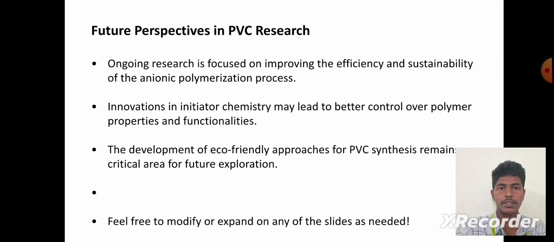Future perspectives in polyvinyl chloride research. Ongoing research is focused on improving the efficiency and sustainability of the anionic polymerization process. Innovations in initiator chemistry may lead to better control over polymer properties and functionalities. The development of eco-friendly approaches for polyvinyl chloride synthesis remains a critical area for future exploration.